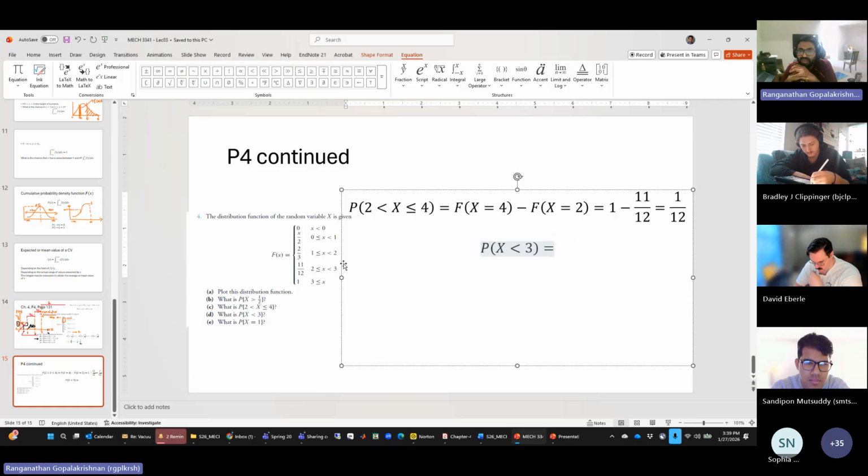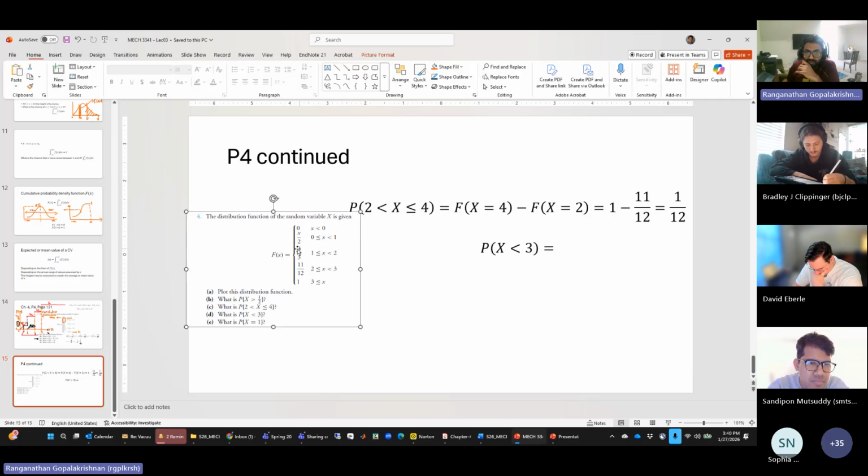I won't tell the answer. I'll give you a minute. You think and tell me. What is the probability that x is less than 3? You just look at this function, you can tell me quickly.